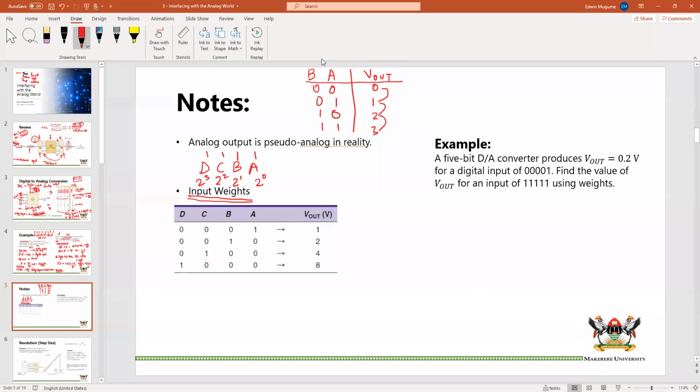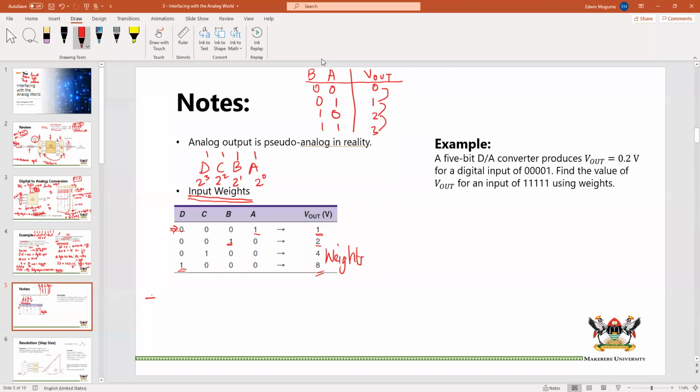And so you can see that when A is 1 and the rest are 0, your output is 1. If B is 1 and the rest are 0, your output is 2, and so on. And when D is 1 and the rest are 0, the output is 8. These are the so-called weights of these bits. The most significant bit has the largest weight, and the least significant bit has the smallest weight.